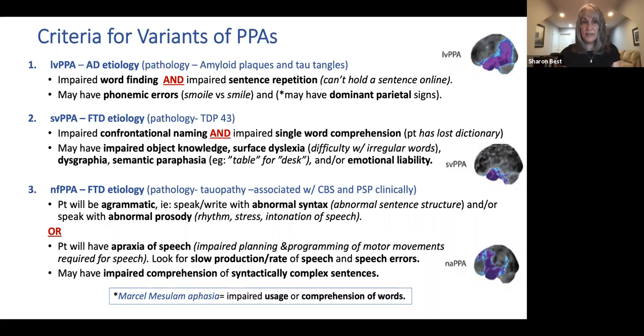We're going to talk about something called primary progressive apraxia of speech, where the patient has apraxia of speech, but they haven't lost any comprehension of words. So they don't have an impaired usage or comprehension of words, Marsel Mesulam's definition of aphasia.